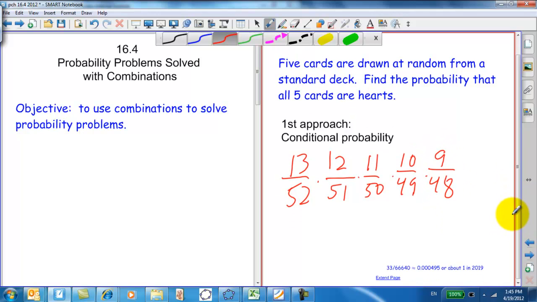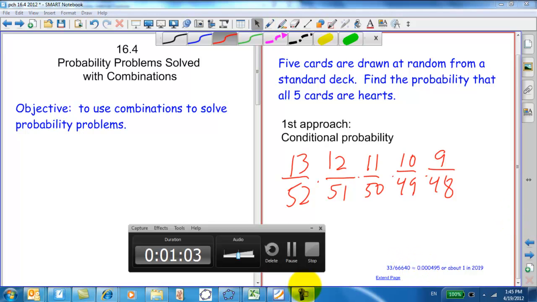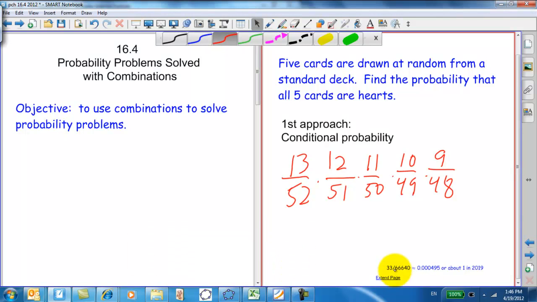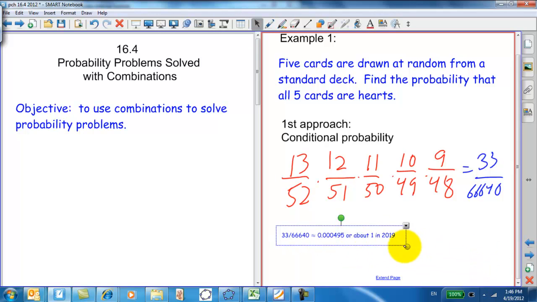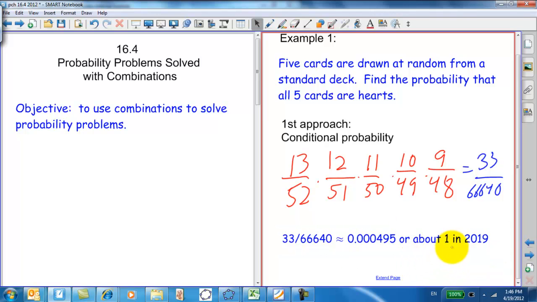And we expand that all out, and we get 33 out of 66,640. Let's just check that on our calculator. Indeed, we are correct. We get 33 out of 66,640, or 0.000495. Sometimes when probabilities are that small, we like to write them in this sort of man-in-the-street terminology, 1 in 2,019. So that might mean something more to people, like it's less than a 1 in 2,000 chance of this happening.